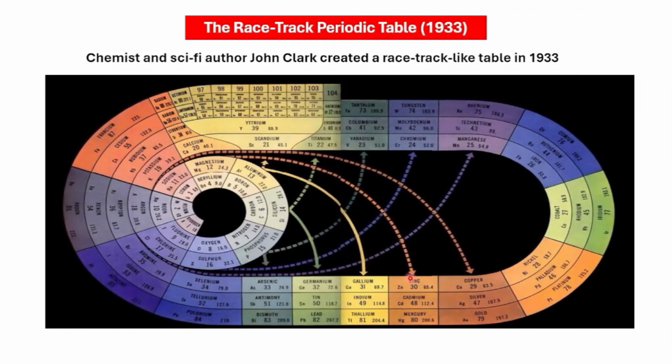Now next, this one is the racetrack periodic table. Chemist and sci-fi author John Clark created this racetrack periodic table in 1933. Now you can see here we have hydrogen, then helium, then lithium, beryllium, boron, carbon, nitrogen, oxygen. Again we have fluorine here, then neon. Like that it goes round and round. That's why it is called the racetrack periodic table, like a racetrack, Formula 1.